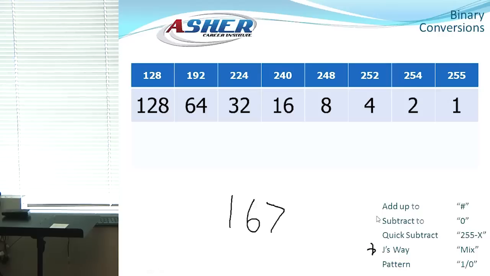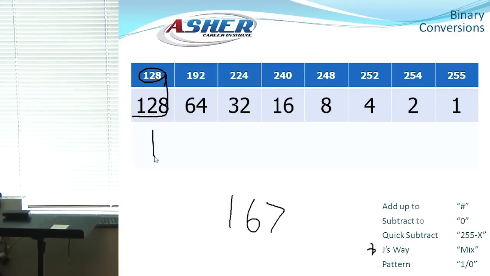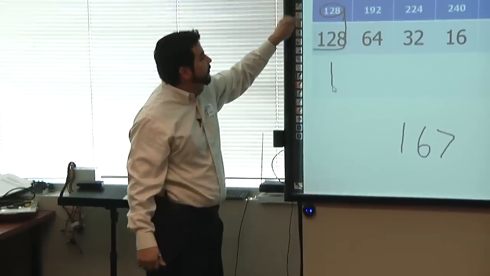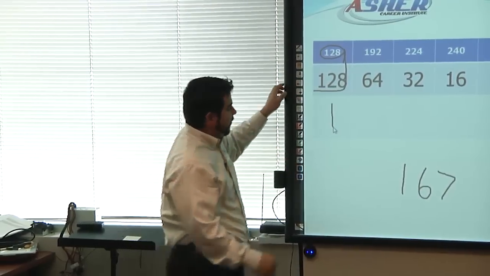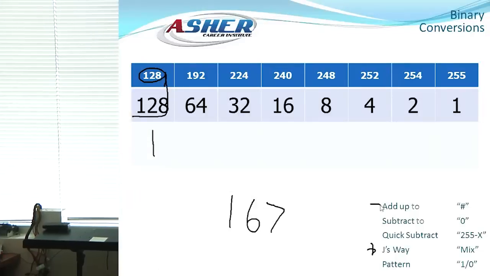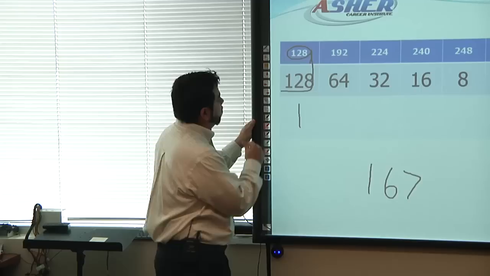All right. So what's the closest number to 167? 190. Well, but that's going over though. 128. Yeah, 128. So in this case, J's way doesn't really work because there's only one in the front. Whenever you choose from the top chart, that's J's way. All right. So now what we're really going to do is add up to the number.